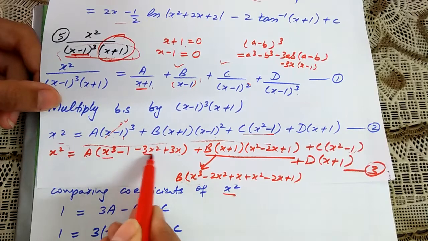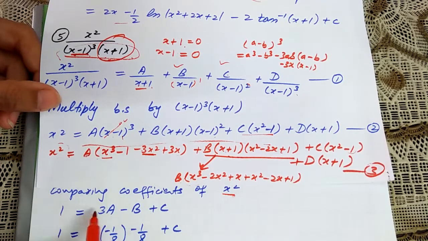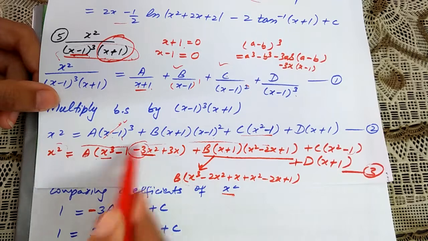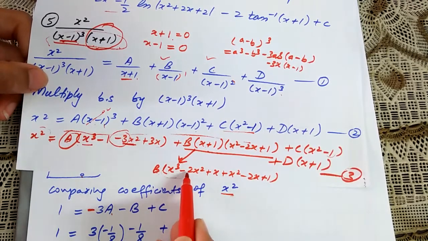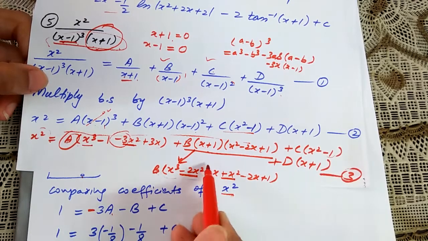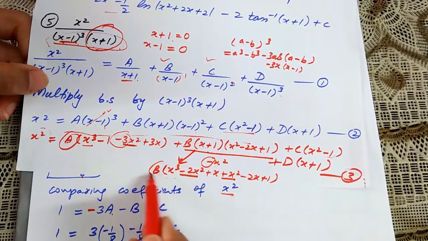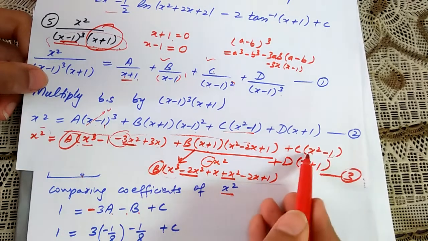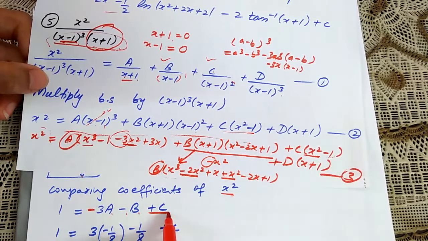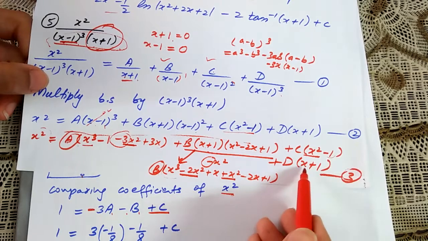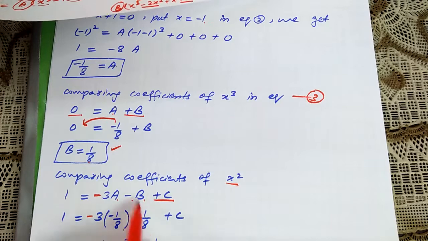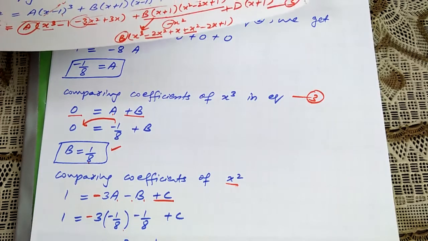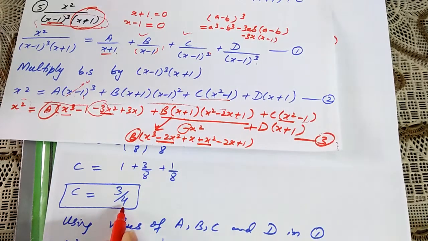I have the coefficients of x square here as minus 3a. Then here I have the coefficient of x square as minus 2x square plus x square, which will be minus x square, and minus 1 into b is basically minus b. And here I have the coefficient of x square as c. And in d we don't have x square, so there's no need to write d here. Now just put the values that you know very well. After putting the values and simplifying, we will get c equals to 3 by 4.